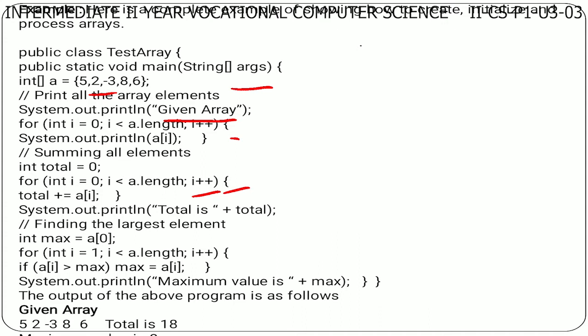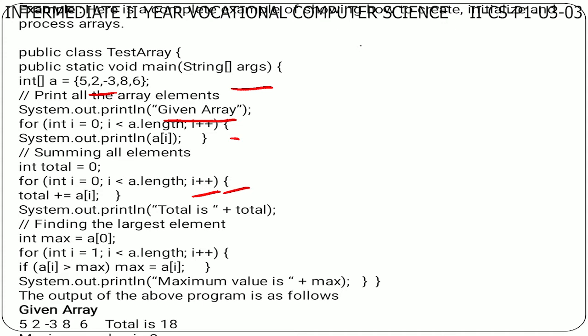Next again i is incremented. When i is incremented, then it becomes a[2]. In the a[2] array, we are storing -3. So total = total + a[2]. That is 7 minus 3, it becomes 4. So total becomes 4. Again i is incremented and now a[i] becomes a[3].